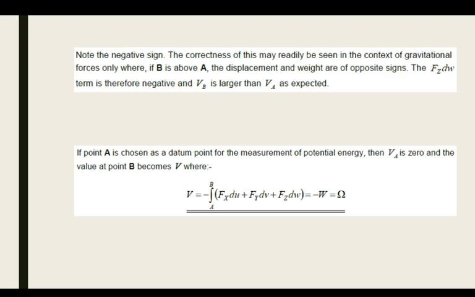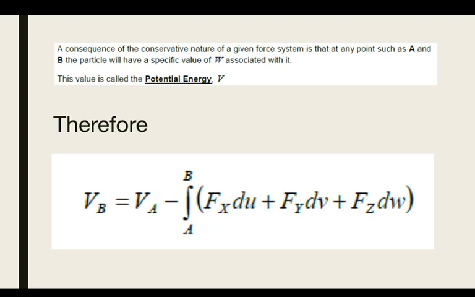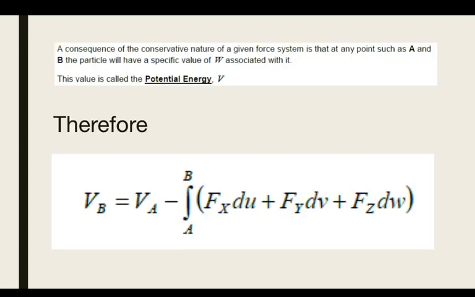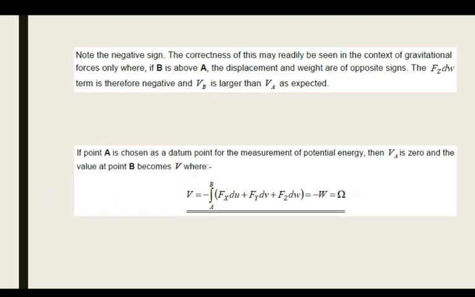Now if you look at the previous equation, you will see there is a negative sign. That is very important. The sign convention is very important. If VB is larger than VA, you will get a negative component. But if A is above B, you will get a positive component.